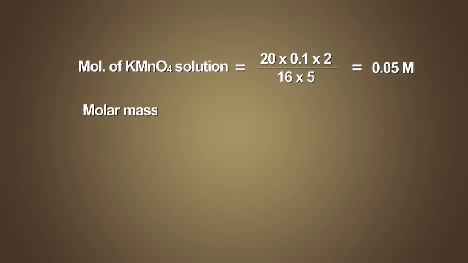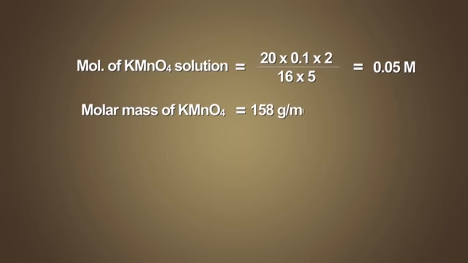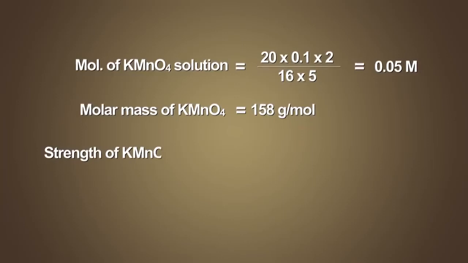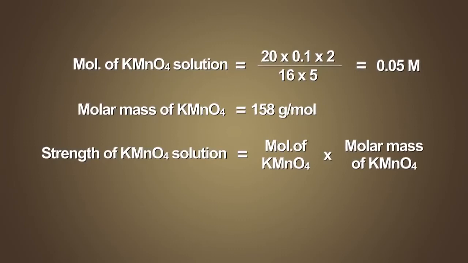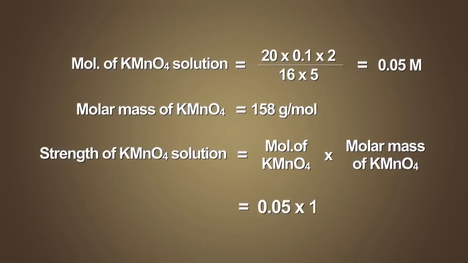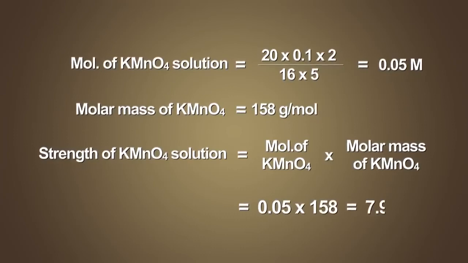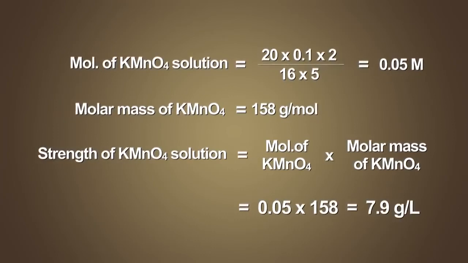Molar mass of potassium permanganate is equal to 158 grams per mole. Therefore, the strength of the given potassium permanganate solution is equal to molarity of potassium permanganate into molar mass of potassium permanganate is equal to 0.05 into 158 is equal to 7.9 grams per liter.